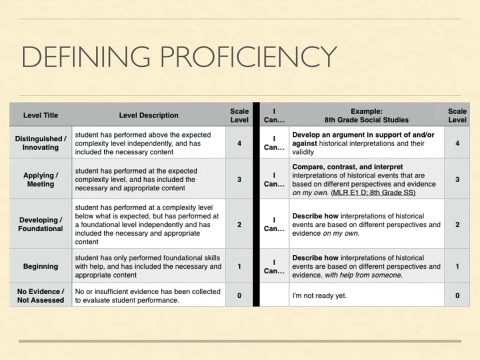What I'm providing you here is basically just a sample scale of what the different 4 levels mean. And you can see what we are using in our district is these 4 levels of distinguished or innovating, applying or meeting, developing or foundational, beginning or no evidence. On the left side of the chart or table, you can see the description of what the levels basically mean.